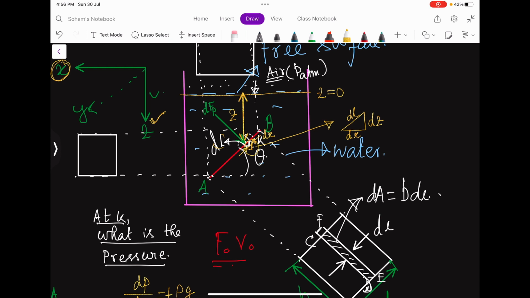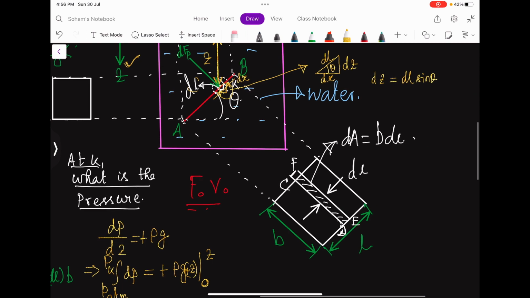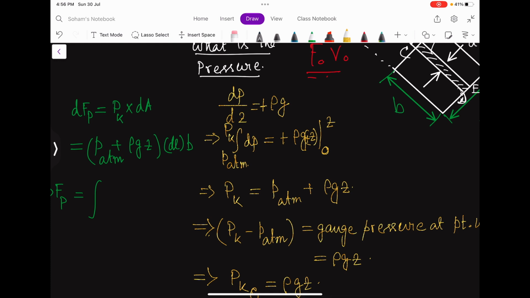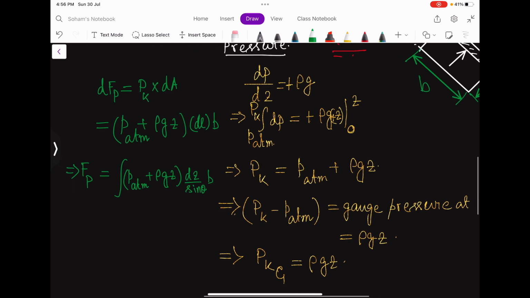Now it is fine. So I have this theta with the horizontal. So dz equals dl sine theta, right? Then dl equals dz by sine theta. So then just replace it here, this P atm plus rho gz, so this will be dz by sine theta into b. Fine.